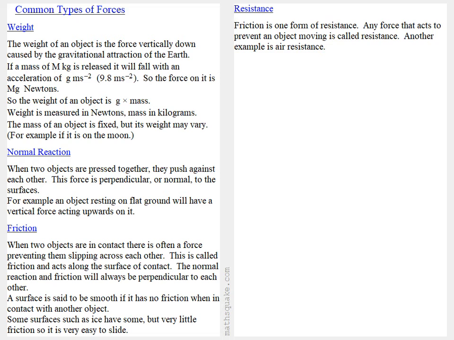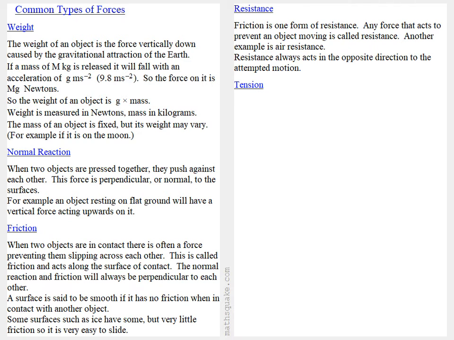Resistance. Friction is one form of resistance. Any force that acts to prevent an object moving is called resistance. Another example is air resistance. Resistance always acts in the opposite direction to the attempted motion.